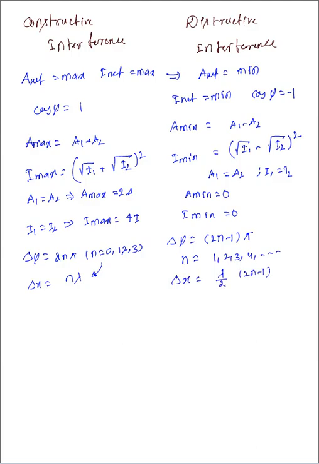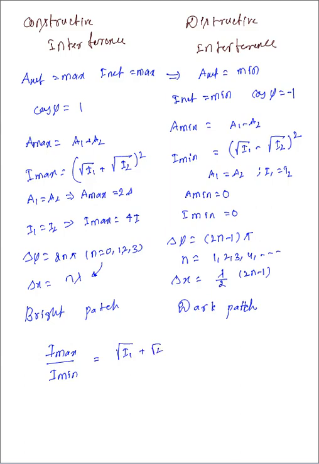Next, we get a bright patch here, and a dark patch here. Dark patch means minima, bright patch means maxima. So for the relation between these two, we frame one more equation. I max to I minima equals (under root of I1 plus under root of I2) divided by (under root of I1 minus under root of I2) whole square.